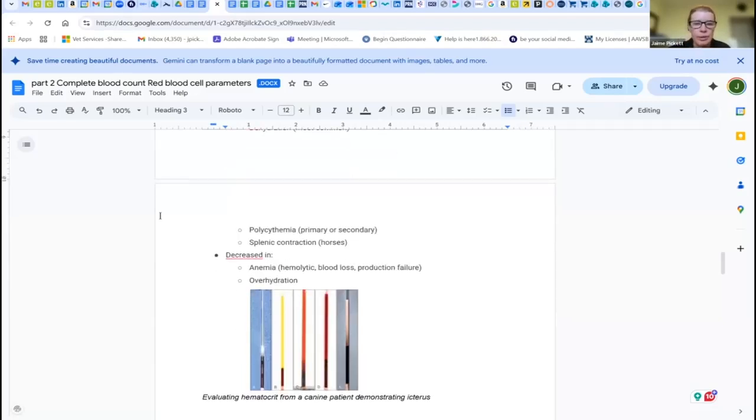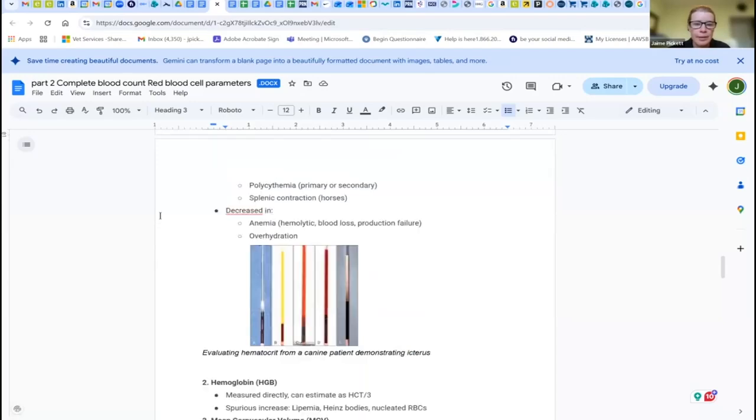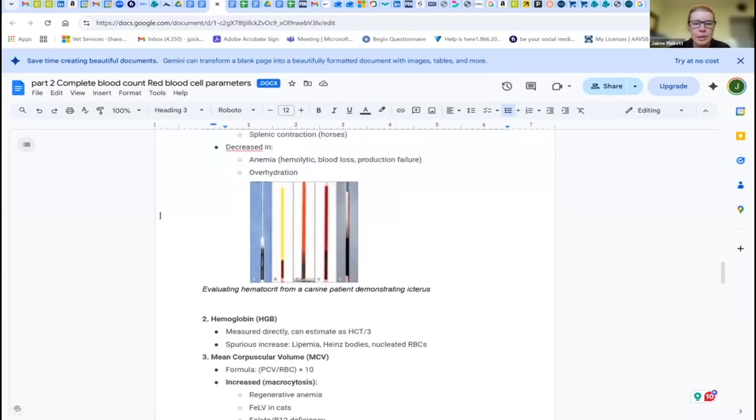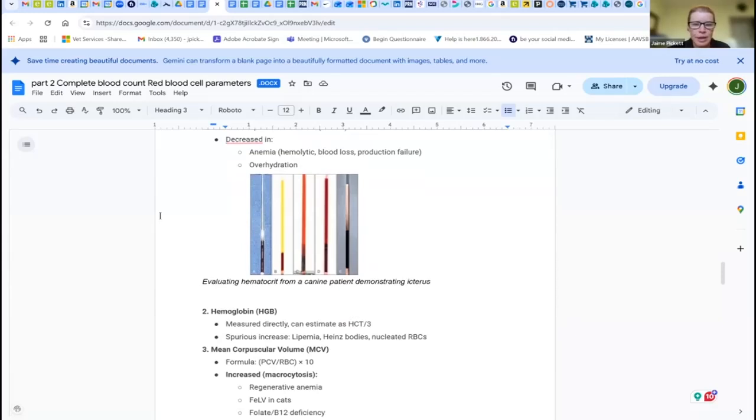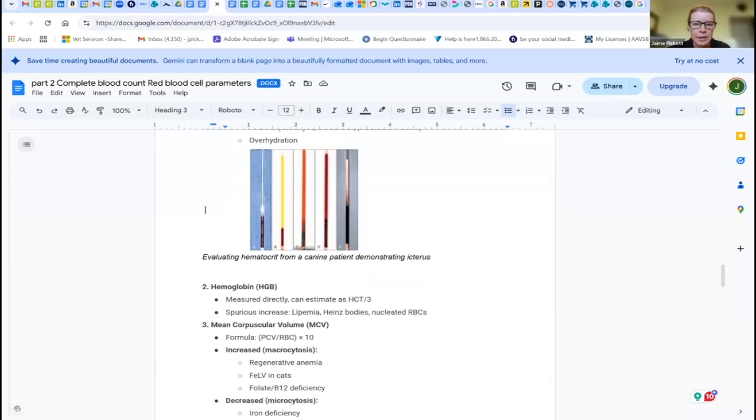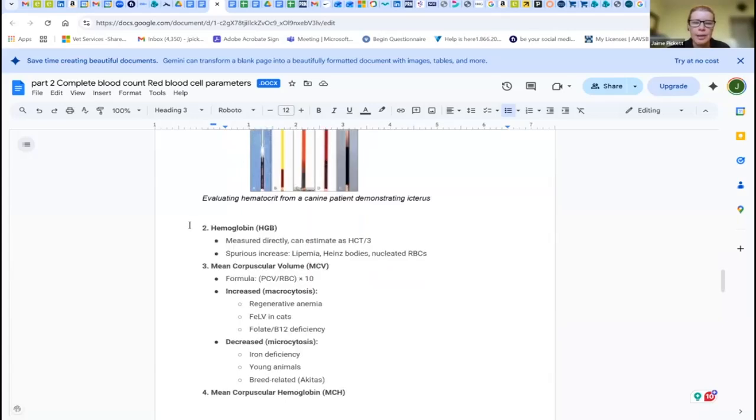So hemoglobin. You can see it in this picture, the hematocrit on a canine after it's been spun down and measured. And you can see the icterus, obviously, with the yellow. Usually about a third of the hematocrit is hemoglobin. It's measured directly, but can be falsely elevated by lipemia, Heinz bodies, or lots of nucleated red blood cells.